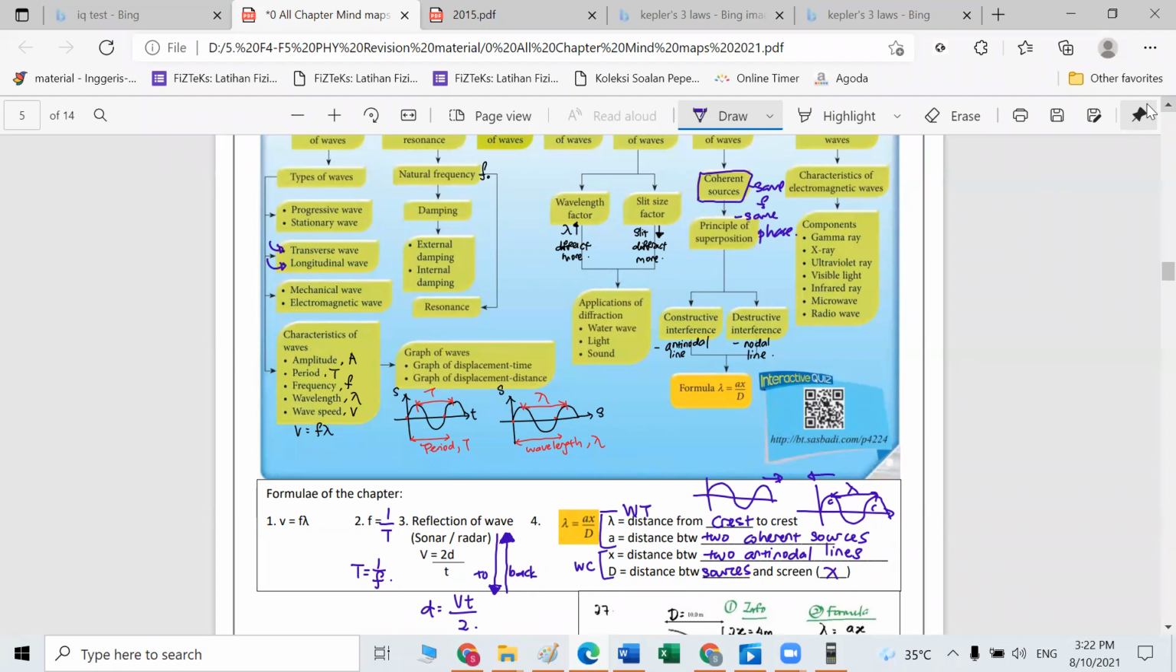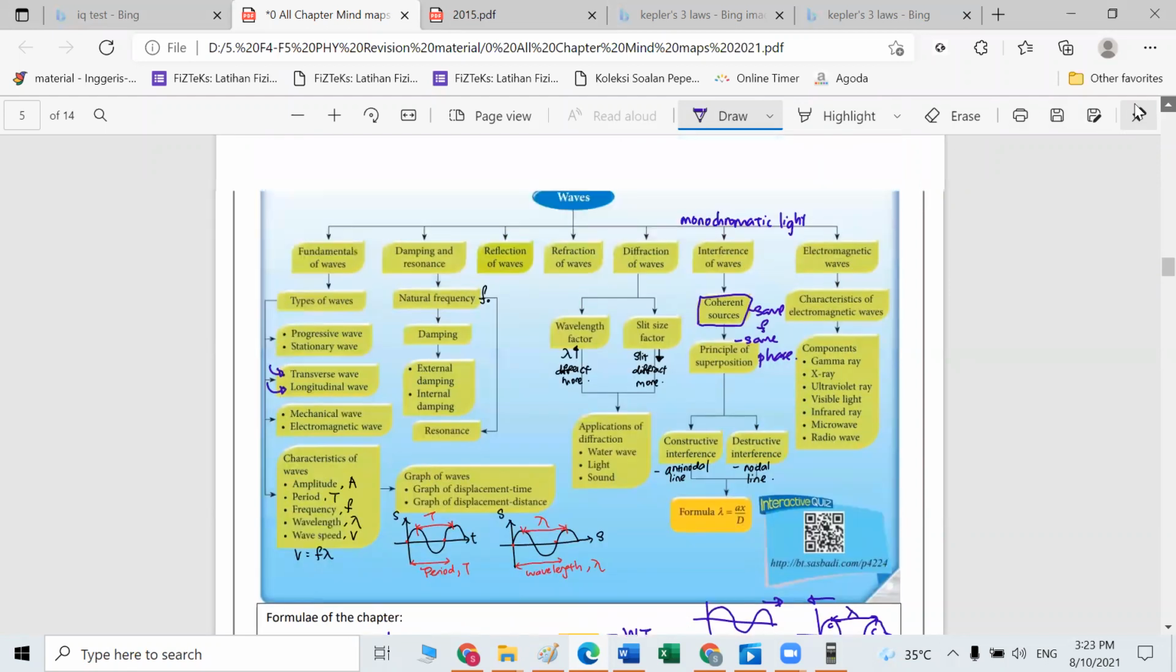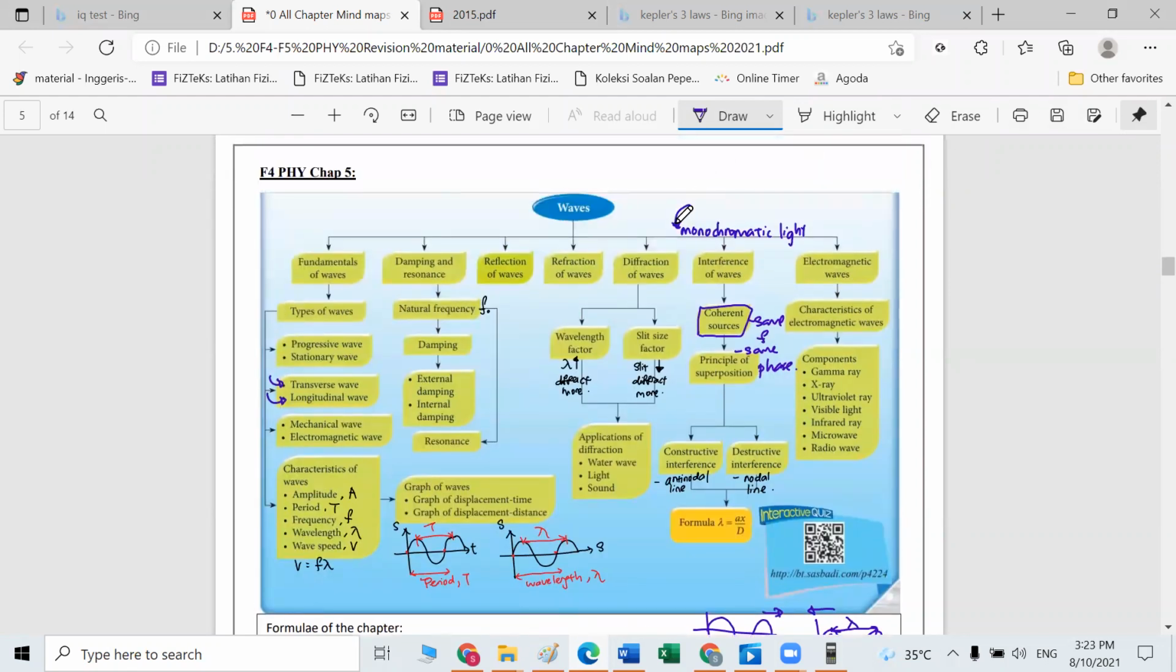Oh, one more. They would ask about what is monochromatic light? Ming Hong, what is monochromatic light? What is monochromatic light?